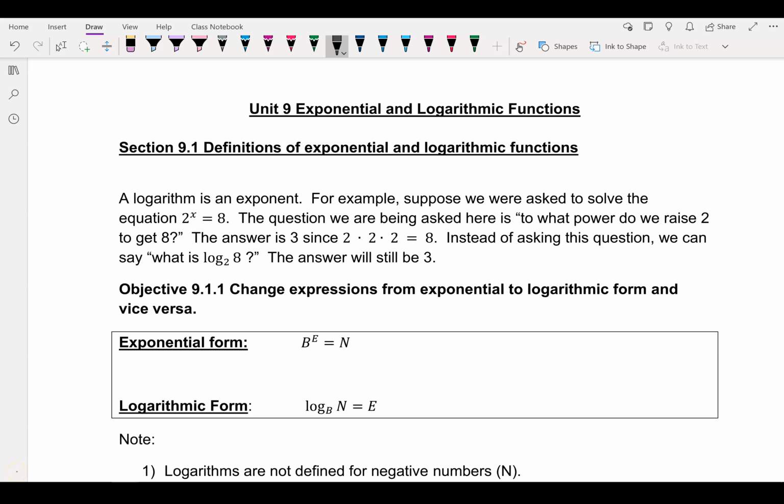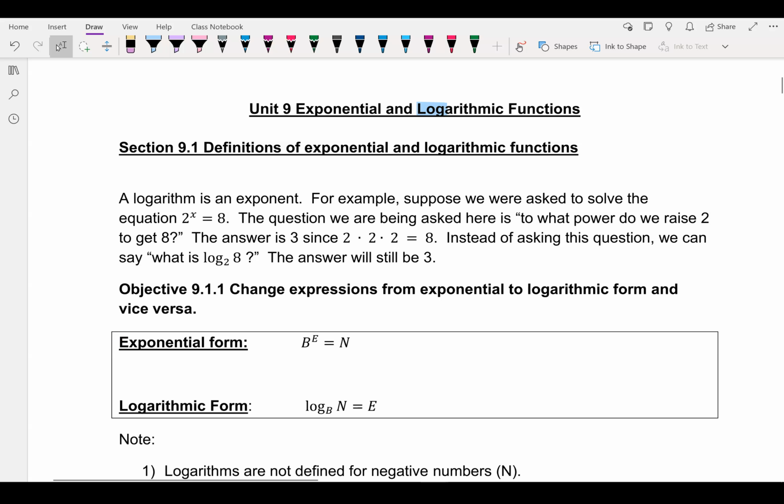Welcome to another lesson. I'm going to try to get right into it with Unit 9, Exponential and Logarithmic Functions. In shorthand, we call them logs. I'm going to try to make this as no nonsense as possible because all the rest of these videos are going to be recorded. So I'll try to make this quick and as painless as I can.